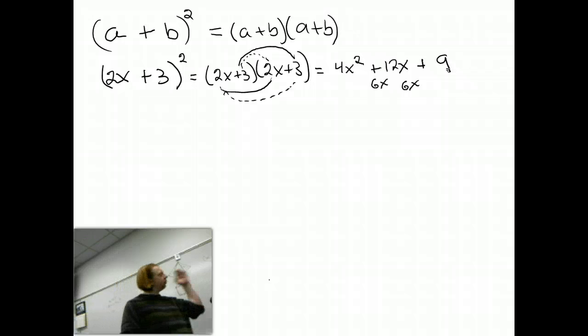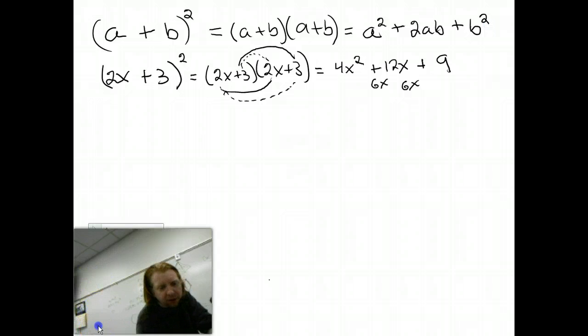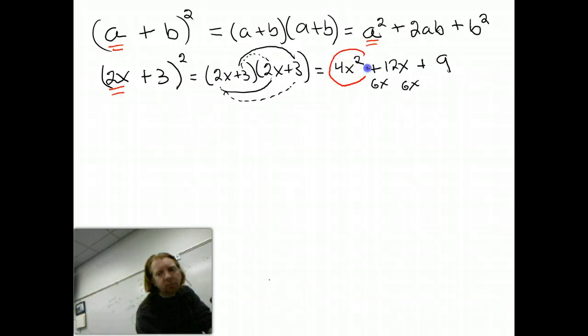Chapter 7 was about distributing out these binomials. In general terms, if they're just a's, it's going to look like this: a squared plus 2ab plus b squared. And when you track those back to each other, you can kind of see that I'm looking at the same thing here. a was 2x. So (2x) squared is 4x squared.